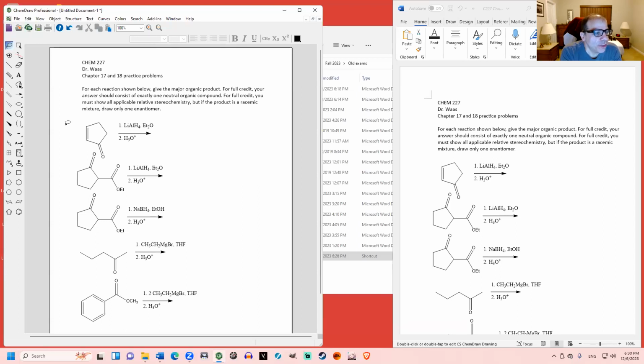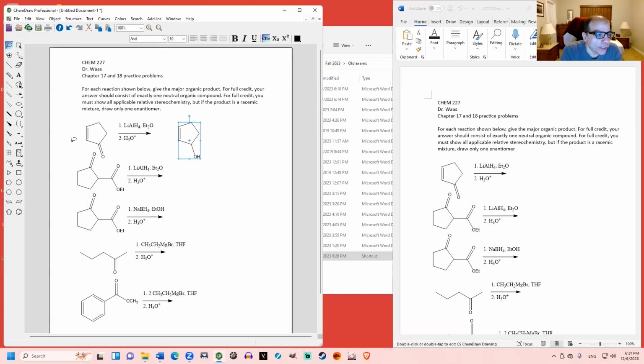So the first question is treating this ketone with lithium aluminum hydride followed by an acid workup. Recall that lithium aluminum hydride will reduce pretty much any carbonyl compound. And I can even do this in one mouse click. It reduces C double bond O to HC single bond OH. So that would be the product. It leaves the carbon-carbon double bond alone.